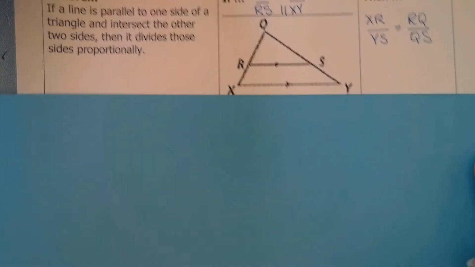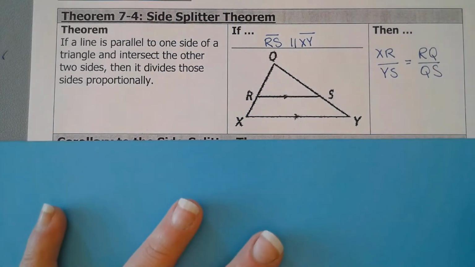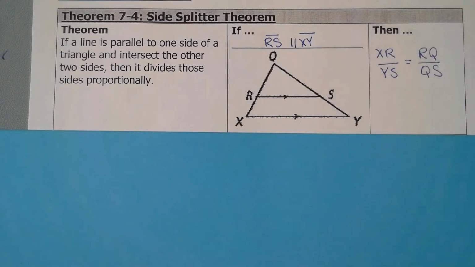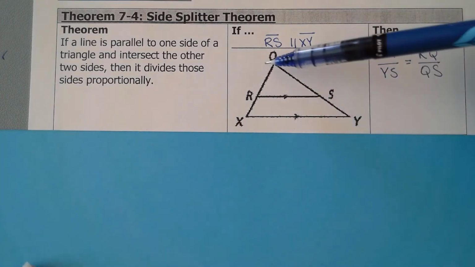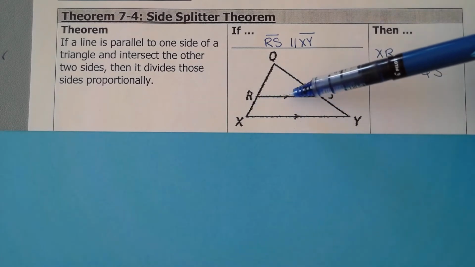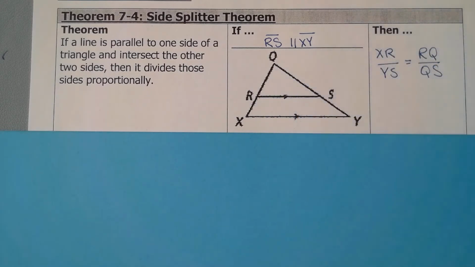First is theorem 7.4, which is called the side splitter theorem. Now think about that name, side splitter. We are going to split the sides of a triangle as shown here. Now this might look familiar. It kind of looks like mid-segment because it's parallel to the bottom. But it's not exactly mid-segment, but it is similar.